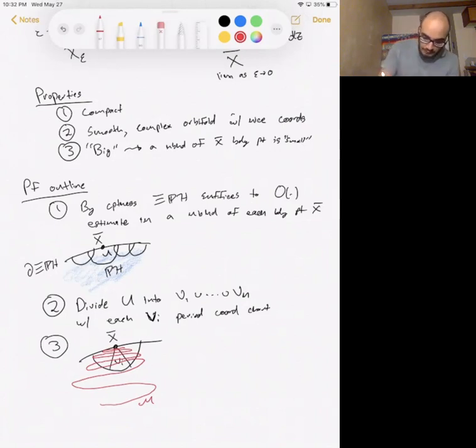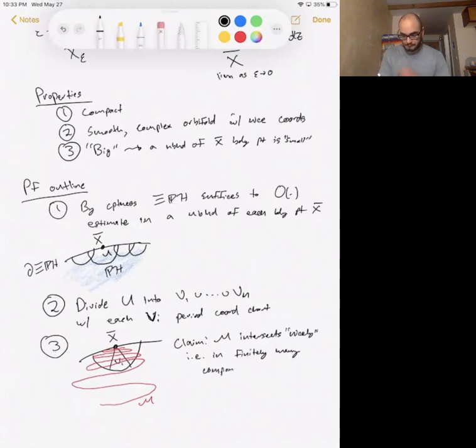So what we want is that M intersects each Vi nicely. I'll say what that means. So yes, infinitely many components. We want to rule out this picture.